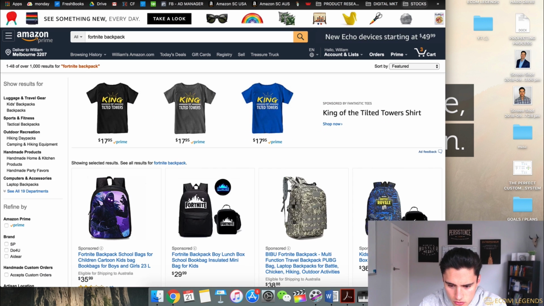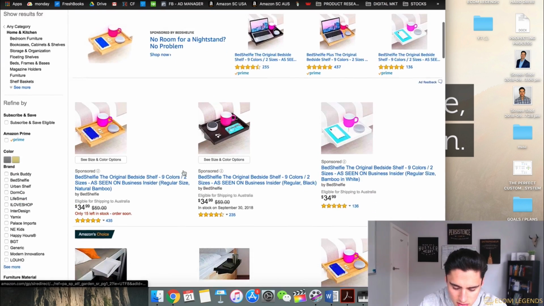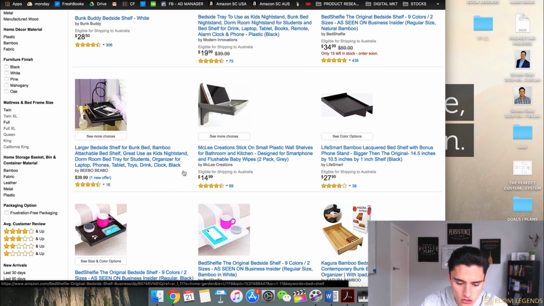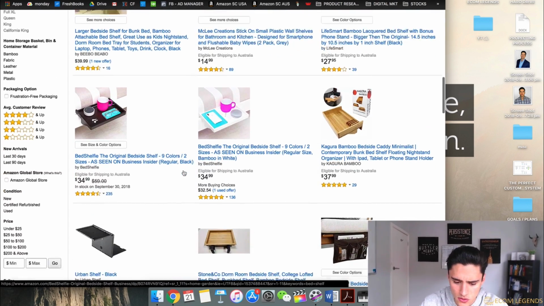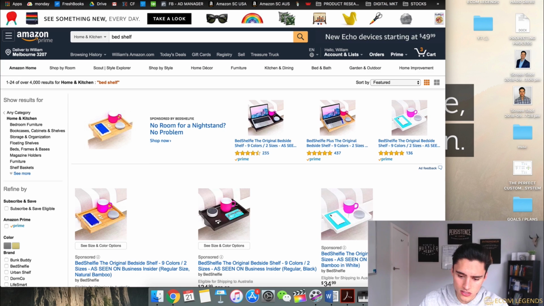Just quickly, these are the 3 products that we found in last week's lesson. So this is the bed shelf, great product, guys. As you can see here, it's just a thing that goes next to your bed. It was making so much money, this product, and the reviews were a little bit high, not really, but in comparison to these two, they were high.